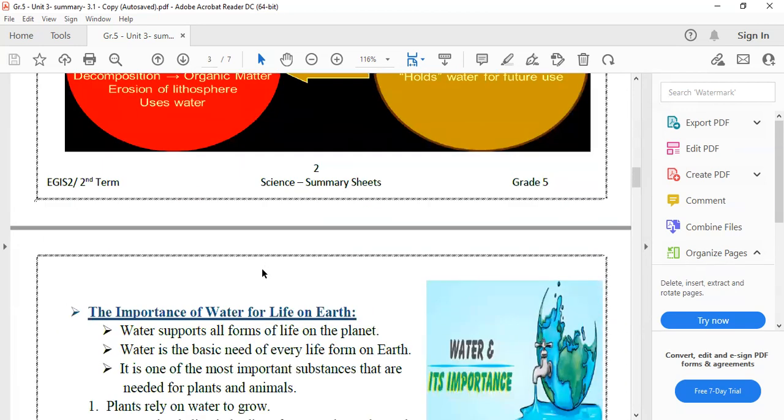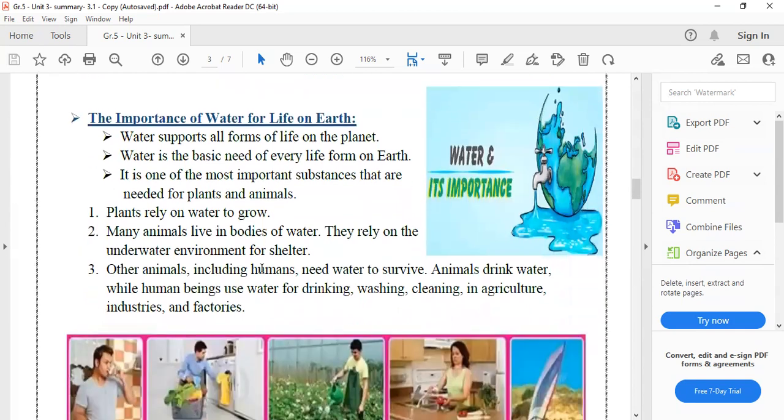Okay, let's move to the next part: the importance of water for life on Earth. Now we are talking about the hydrosphere. What is the importance of water for life on Earth? Water supports all forms of life on the planet. Yes, this is for sure. Water is the basic need of every life form on Earth. It is one of the most important substances needed by plants and animals.